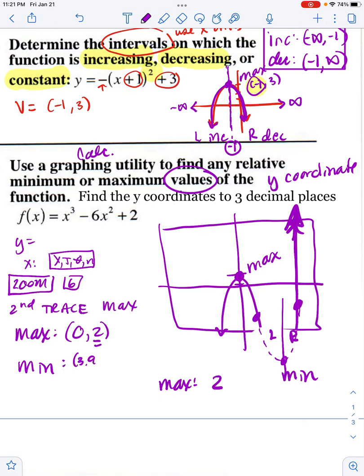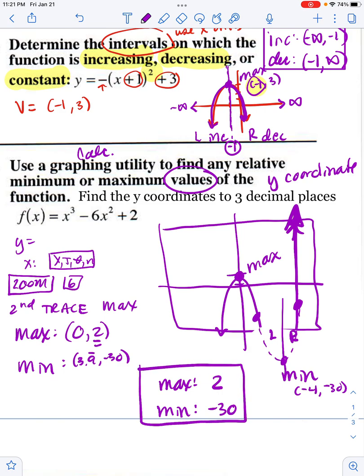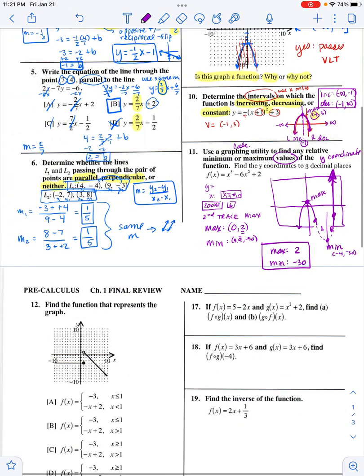And it tells me that the minimum, mine is showing 3.9 repeating and then negative 30. So this goes down really low. Basically at negative 4, it goes down to negative 30. So my actual minimum value will be negative 30 because that's how far down it goes. I don't care that it happens at negative 4. I care that it goes all the way down to the lowest point at negative 30. Comes up to the highest point of 2.